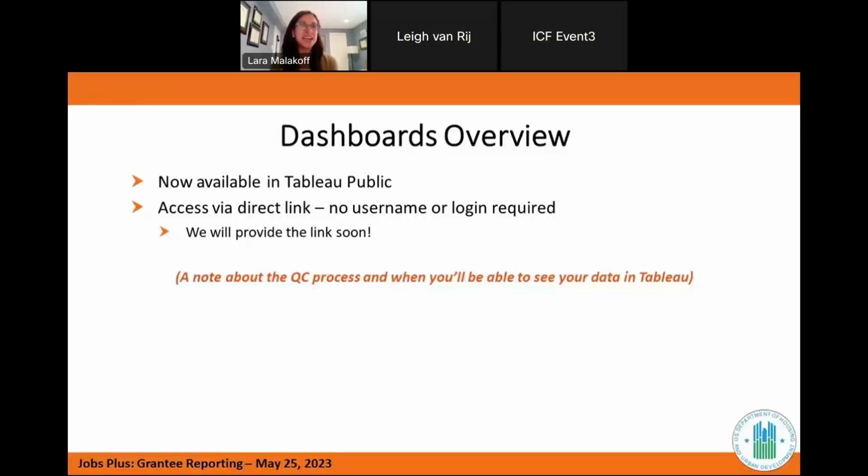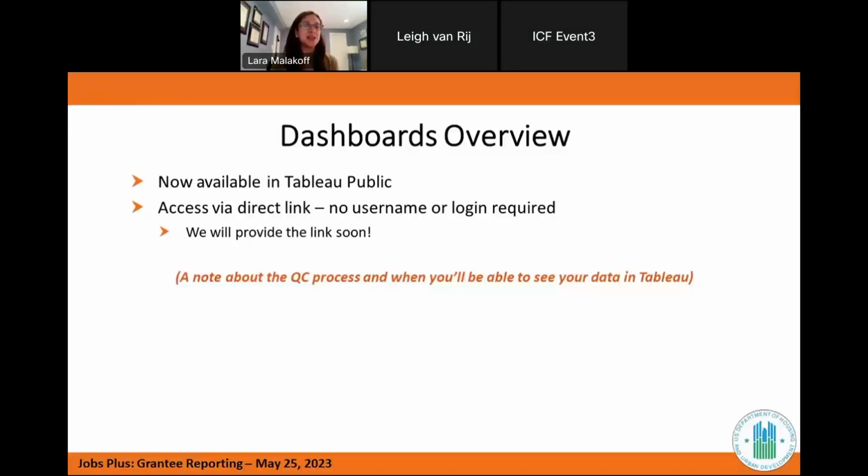Just for context, to reinforce this point, I searched this morning. There are approximately 7 million visualizations available on Tableau Public. So what this means is anyone with the link to the Jobs Plus Tableau dashboards will be able to access it very easily. Anyone without the link would have a pretty tough time finding it. So I hope that alleviates any fears about that data being out there and in public.